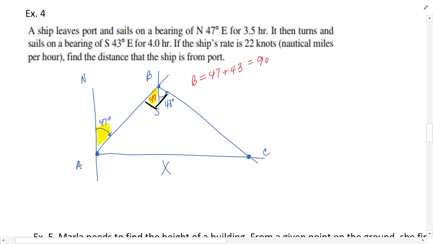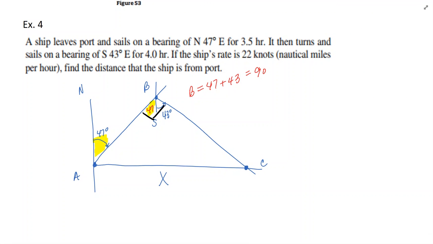Now, the other piece of information that we were given in this problem has to do with the speed at which we are traveling. If we know that we are traveling at some speed, then we can try to figure out the distance. So we need to remember that distance is equal to rate times time. We have a rate of 22 knots and we have a time of 3.5 hours for A to B.